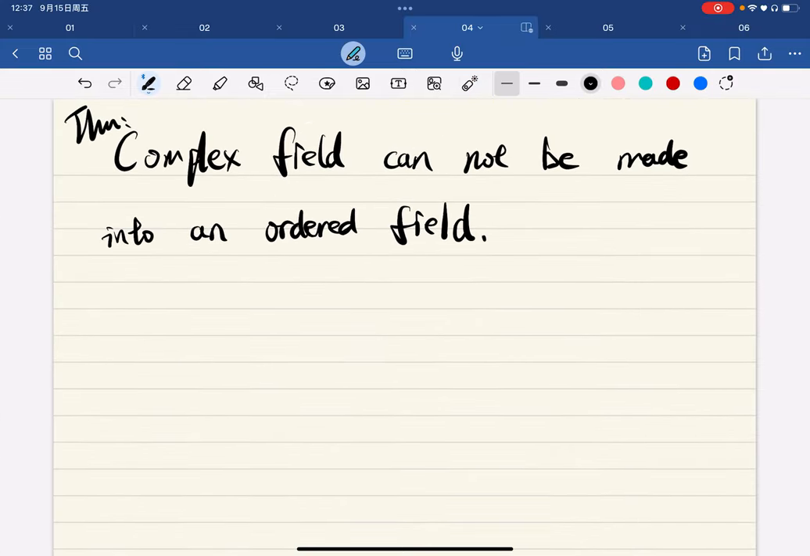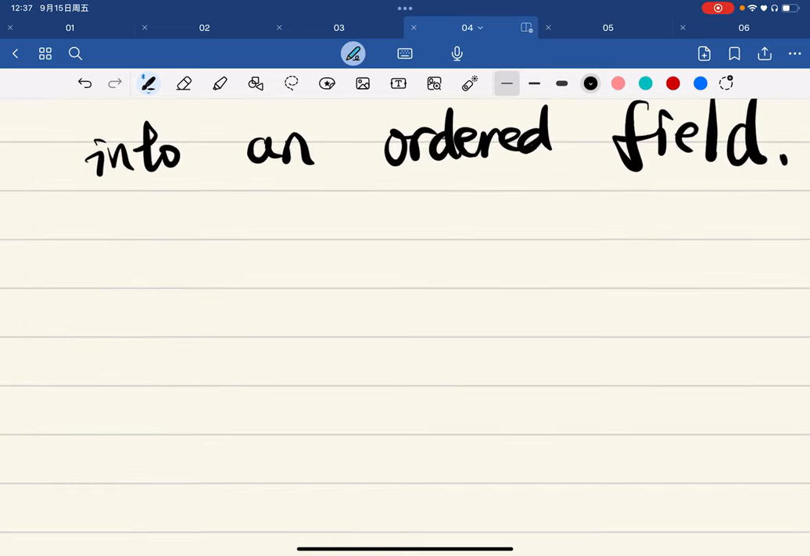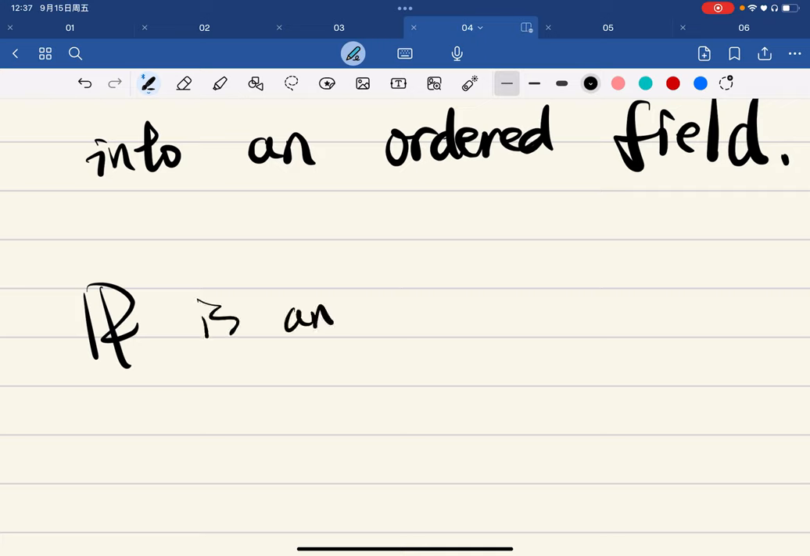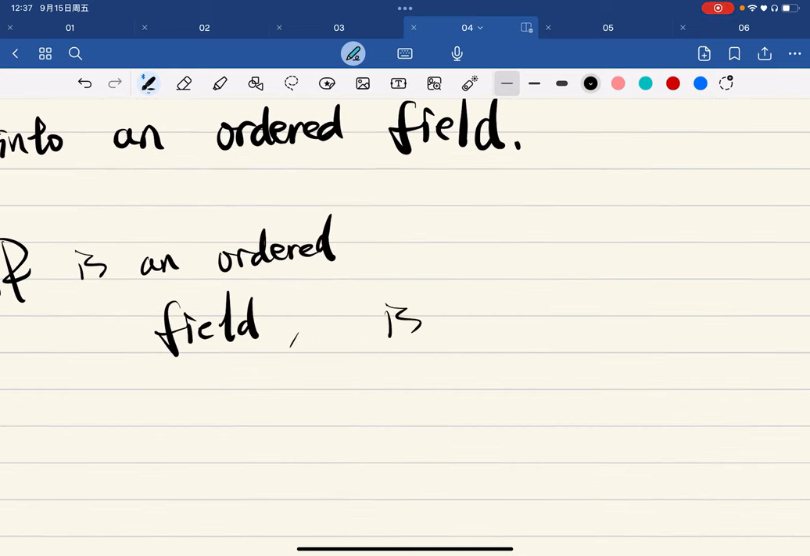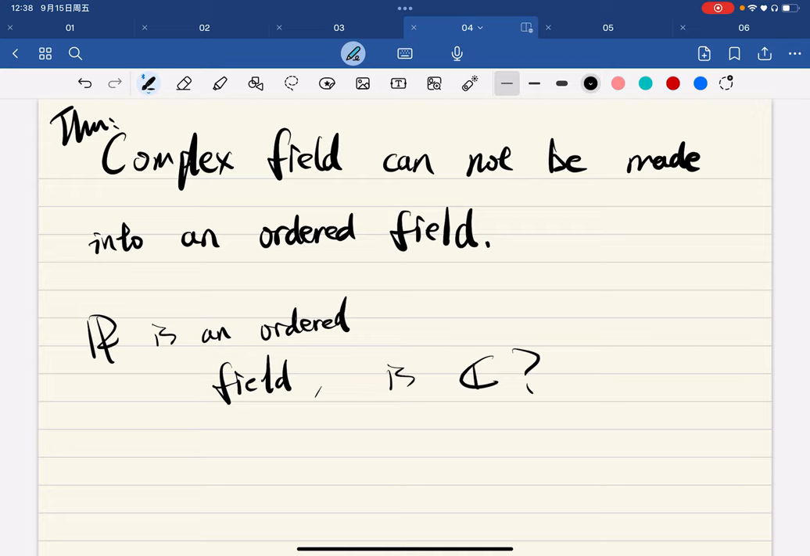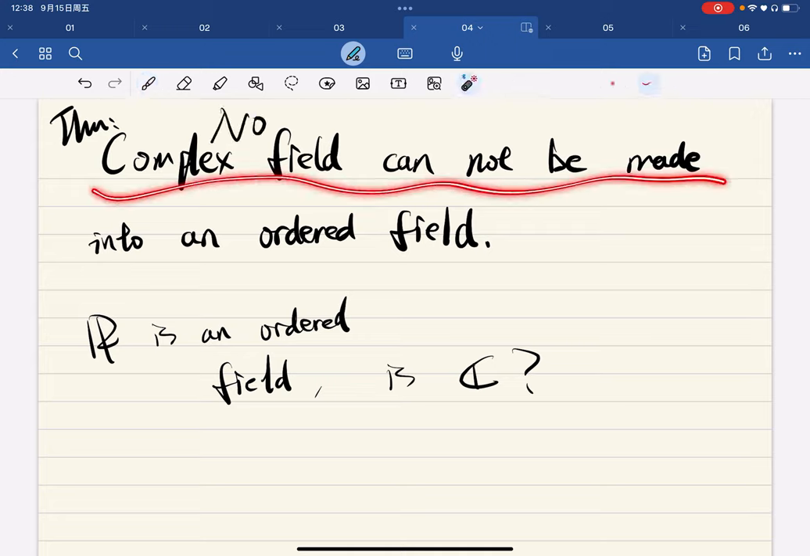I'm sure that we know that our field is complex. Can it be made into an ordered field? In fact, not. So how do we prove it?